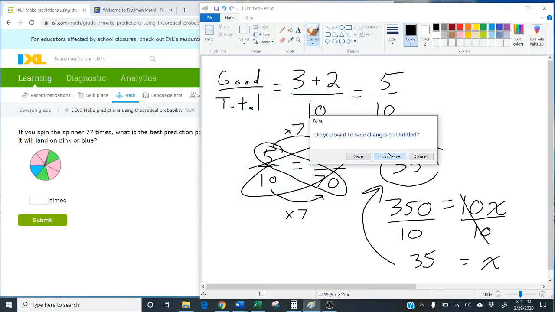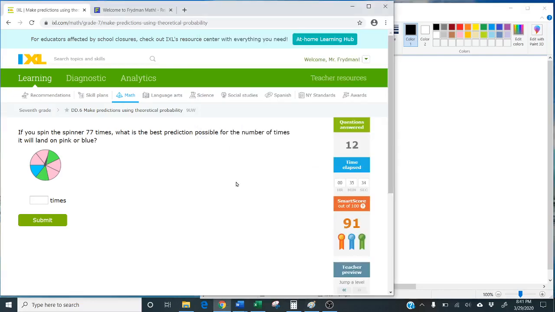All right, I think this is the last one that I'm going to do because I think the problems are pretty similar here. If you spin the spinner 77 times, what's the best prediction possible for the number of times it will land on pink or blue? I'll do another one just so we can see another or problem. So again, it's like I'm going to a carnival, and every time I spin the spinner, if it lands on pink or blue, I get a prize. So if I spin the spinner 77 times, how many prizes am I likely to get?